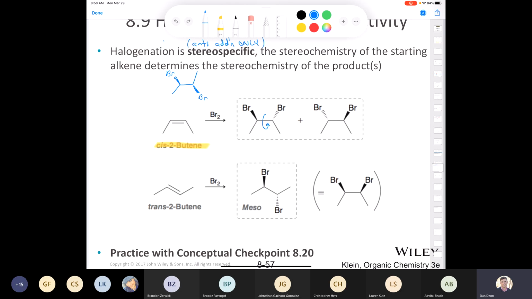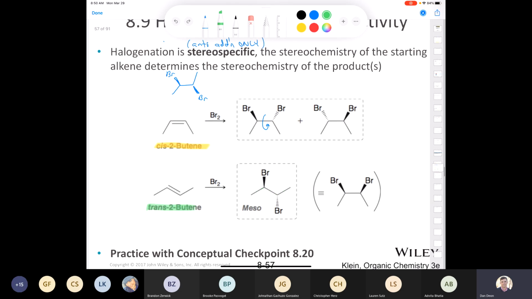Anyhow, and then similarly, if you start with the trans, in this case, and you do anti-addition, you have one bromine pointing up, one bromine pointing down when we have the two methyl groups in the same orientation. But if you rotate this bond, you'll see that this is actually a meso compound.